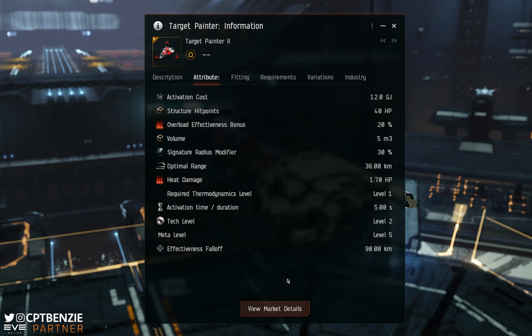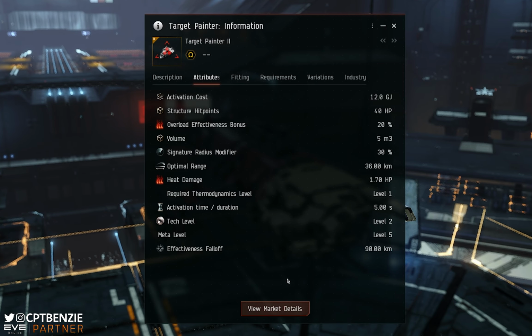This means that when a Target Painter increases the target's signature radius, in this case, by 30%, it's doing that at the optimal range of 0 to 36 kilometers. Anywhere up to 36 kilometers, the target that you are aiming at will have a 30% increase to its signature radius. If they're 40, 50, 60, 70, 80, 90 kilometers away, that will be gradually reducing from 30 towards 15%, and once you're beyond the effectiveness fall-off, that will reduce even further, eventually reaching 0%. This means that straight-up idea that, oh, it just makes them 30% bigger? No, only within that optimal range. Beyond the optimal, it's not the full 30% effectiveness that you're going to be getting.